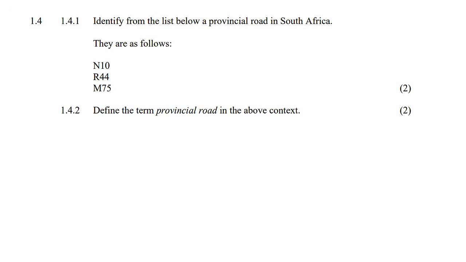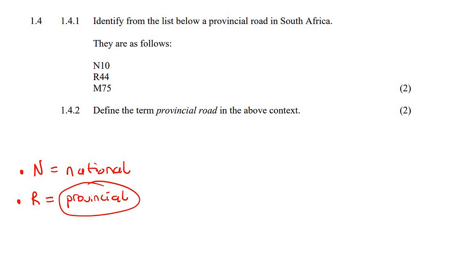Identify from the list below a provincial road in South Africa. Okay, now we've got these letters N, R, and M. Let me quickly give you a summary. N stands for national. Those are like the biggest kind of roads, like the N1 and the N2, and you can use those roads to go pretty much all over South Africa. Then you get a little bit smaller. We get R, which stands for provincial. So these are roads typically within the province. So within the Western Cape, you can get around the Western Cape on that road. And then M is a lot smaller. Usually you can get around a certain area, but that's called a metropolitan road.